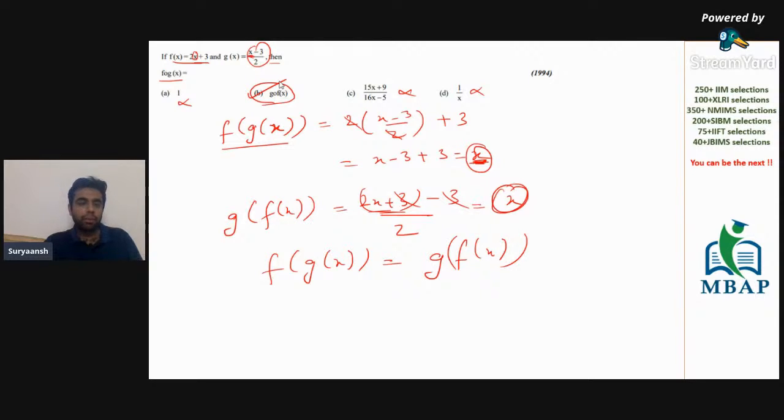So one of the options that might be true would be g of fx. So we search for g of fx. For g, instead of x, just put the value of fx, which is 2x plus 3. Again, that comes out to be equal to x. That shows f of gx is equal to g of fx. So LHS is equal to RHS. So the answer is option B.